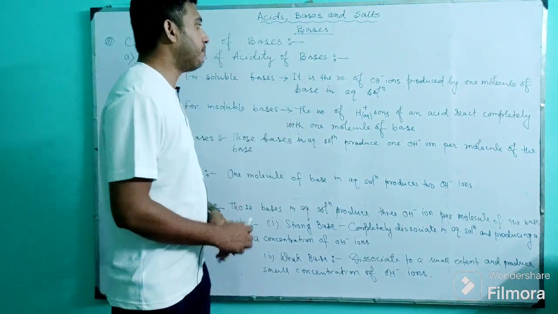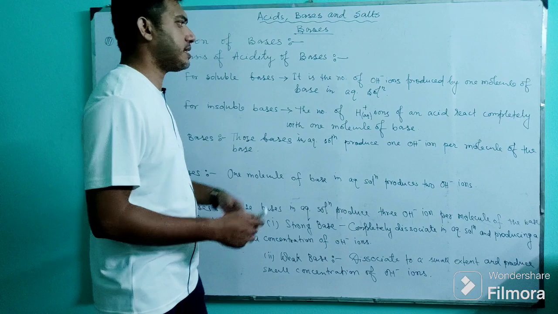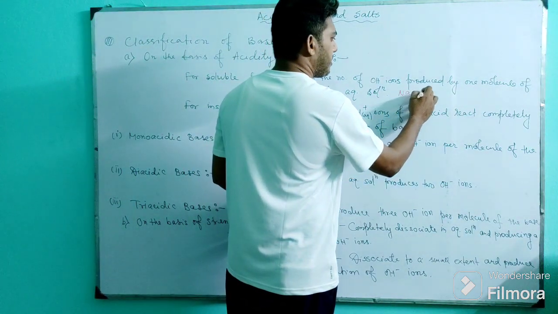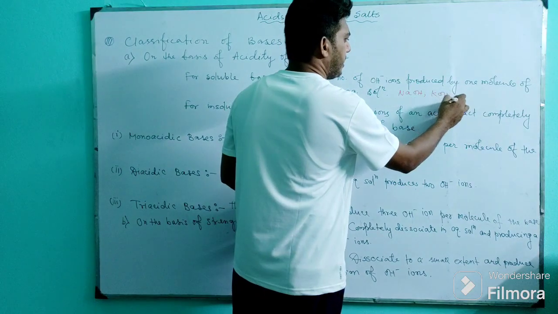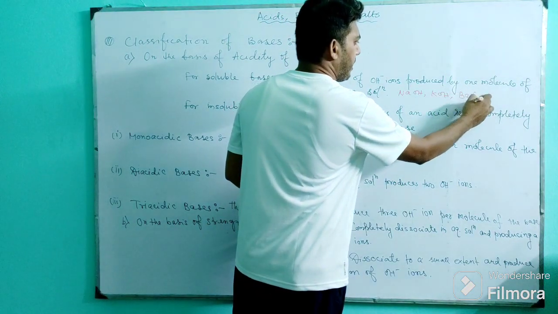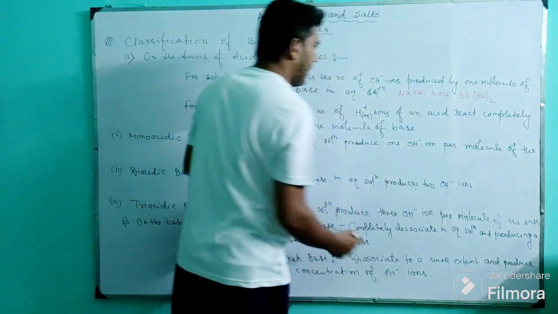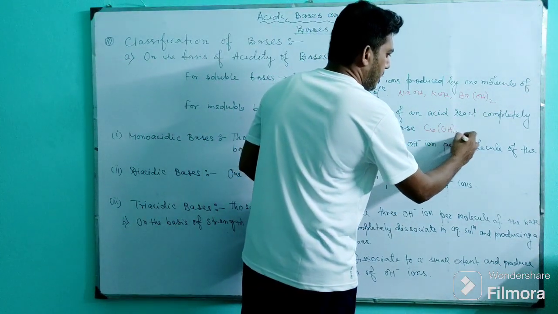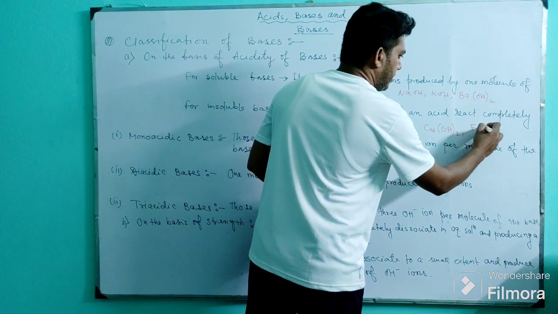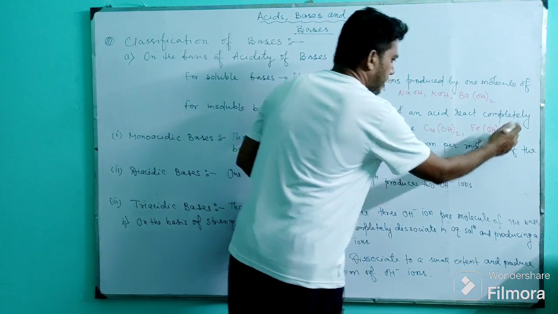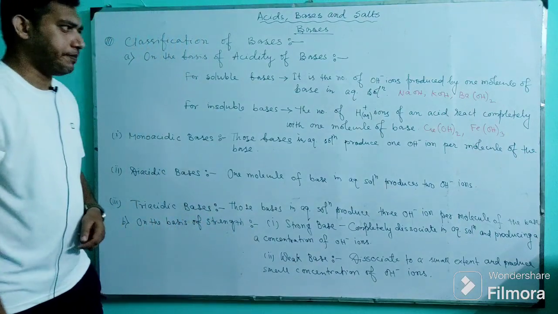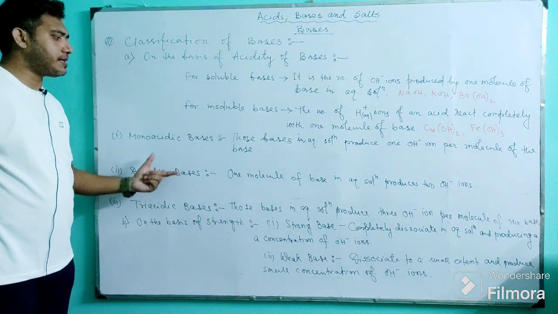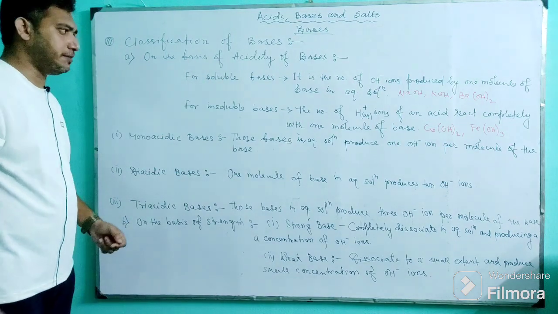Examples of soluble bases are NaOH, KOH and barium hydroxide. Insoluble bases are copper hydroxide and ferric hydroxide. Now there are three types of bases on the category of acidity.